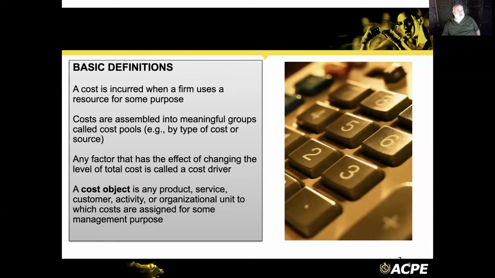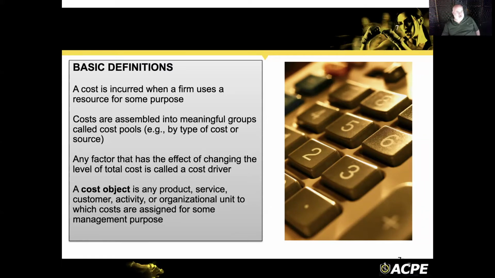So a cost is incurred when a firm uses a resource for some purpose. And costs are assembled into meaningful groups called cost pools. So it could be a type of cost, say different types of labor maybe, or coming from the same source, okay? Any factor that has the effect of changing the level of total cost is called a cost driver, okay?